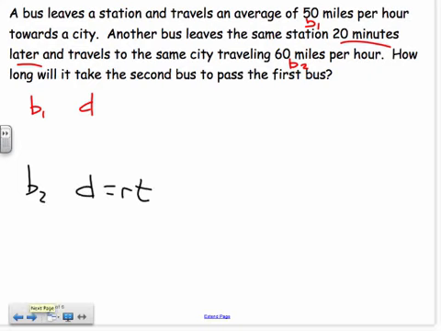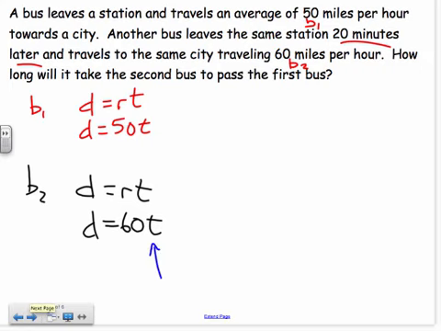Well, to solve for distance, we use distance equals rate times time. And we know the rates of both. So in this case, bus 1 is going 50 miles an hour, and bus 2 is going 60 miles an hour. We're trying to find the second bus's time, so I'm going to leave that as t. But I need to adjust the time for bus 1. Well, it left 20 minutes before the other one. So in the end, when I set these distances equal, bus 1 actually traveled an extra 20 minutes, didn't it?